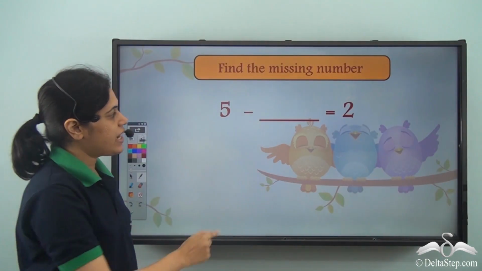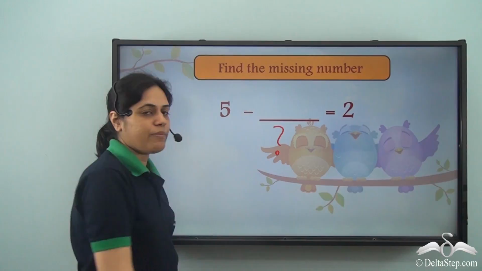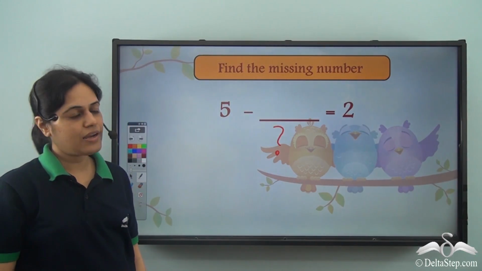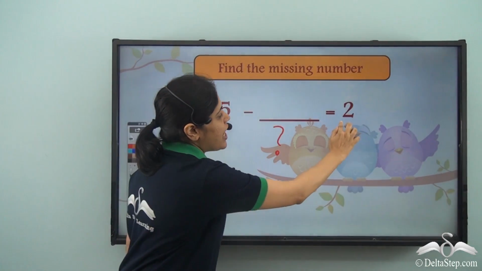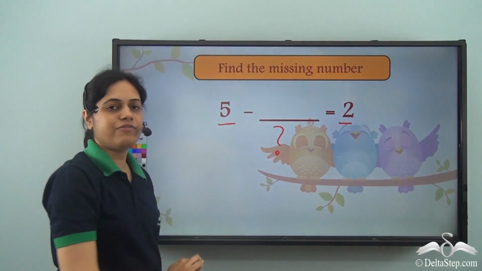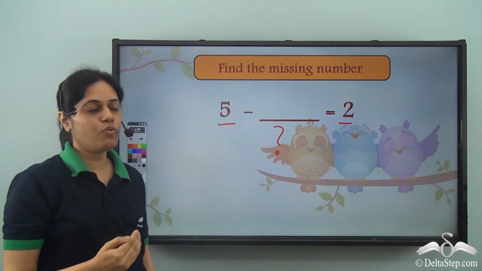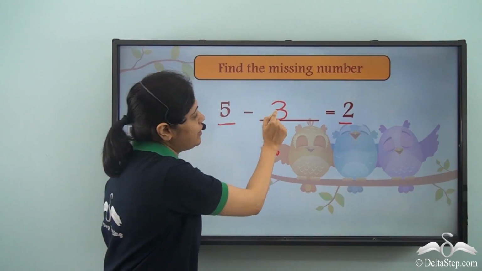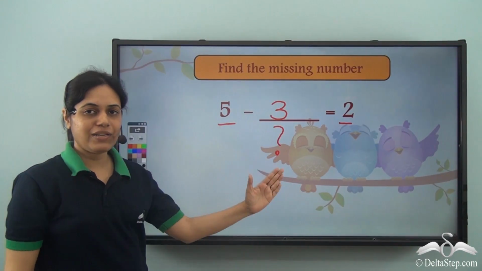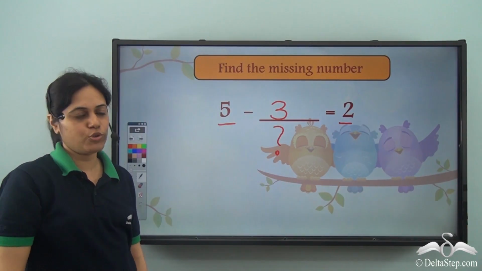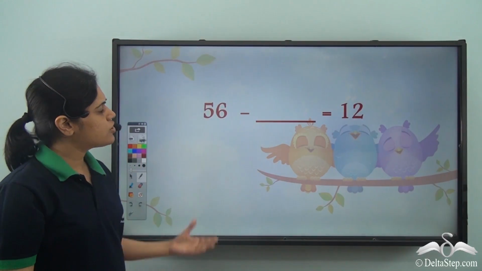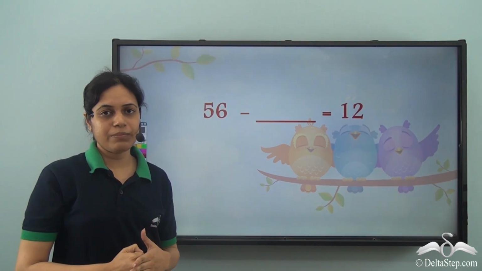So when I need to find this missing number, how can I do that? I can subtract 2 from 5. Now when I subtract 2 from 5, I get 3. So 5 minus 3 is equal to 2. So let us try this out with bigger numbers.